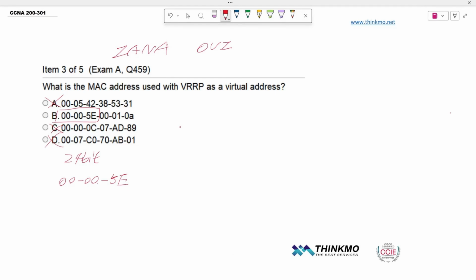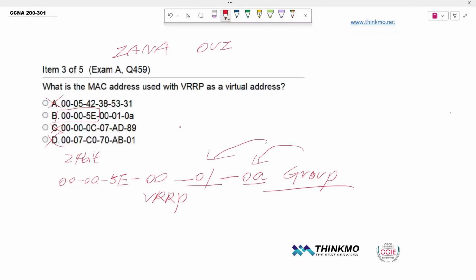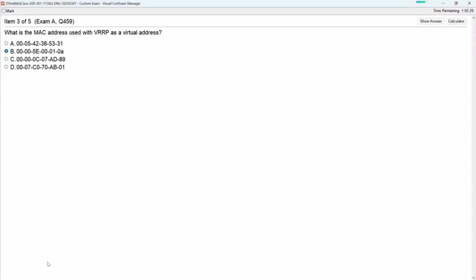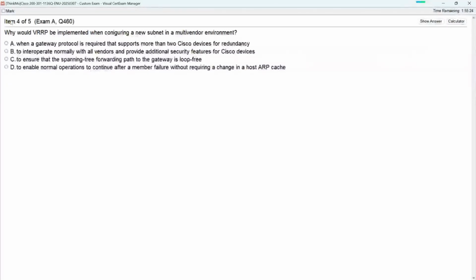00-5E, there are also 2 zeros after that. What do they represent? They indicate that this is for VRRP. Then there's another 01, which is an extension of the group number, and after that, the 0A is the group number itself. The group number here is user-defined. In the past, there were too few of them, so they expanded it by 2 digits. So these are all group numbers. Therefore, the correct answer is B, and that is the final determination. Let's look at the correct answer. It's B. All right, question 4.